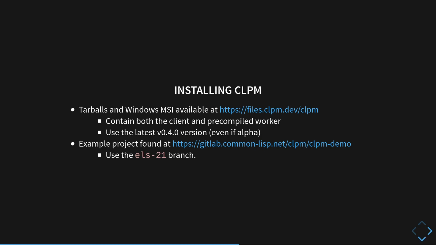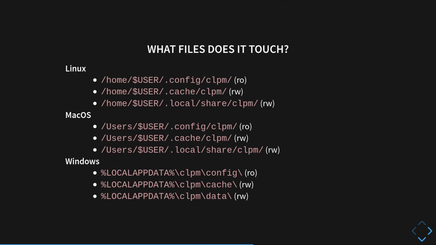And if you go to install CLPM, I will note please use the latest version in the 0.4 series, even if it's alpha. The full 0.4 version will be coming out soon as I get a build on Apple Silicon. Before continuing, I always find it's important to know what files will be touched before you start running a program. In addition to any bundle-specific files, CLPM will look in these locations for its configuration, cache, and data storage. Right now, configuration is read-only, but I hope to add commands so that you can interactively modify the CLPM configuration.